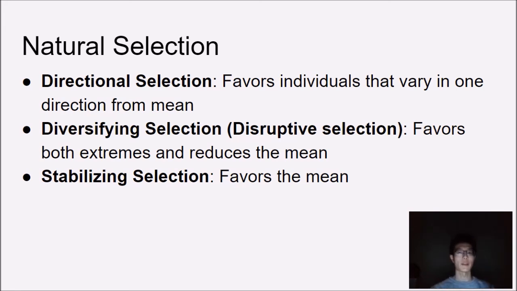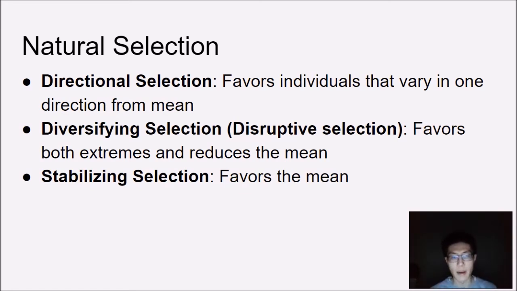So diversifying selection, also sometimes known as disruptive selection, is a situation where you have selection that acts on the extremes and reduces the mean. So you have the mean right here, and then you have populations over here that are being selected for, and populations over here that are also being selected for, but the mean is selected against. And therefore, over time, through diversifying or disruptive selection, this type of selection will cause the mean to decrease. So diversifying or disruptive selection favors both extremes and causes the mean to decline over time.